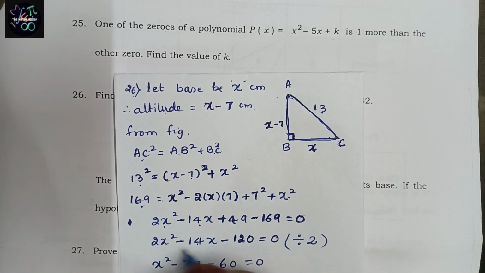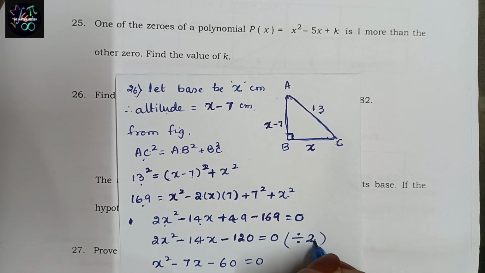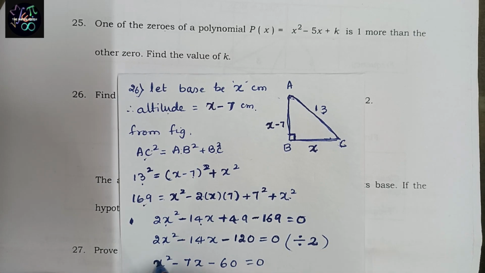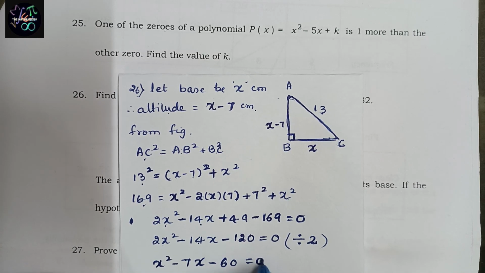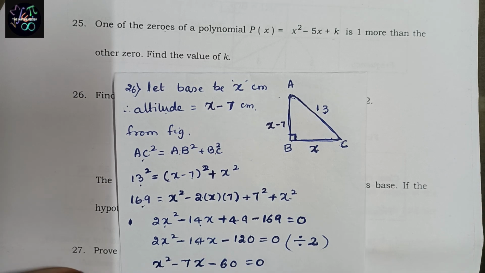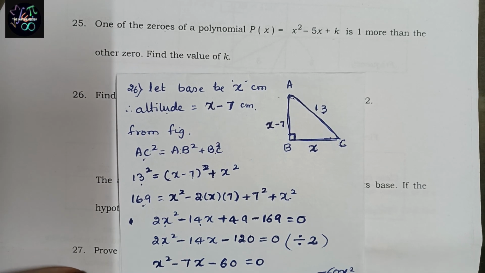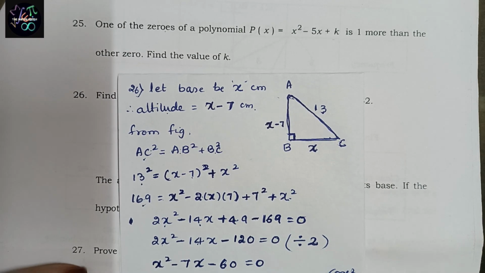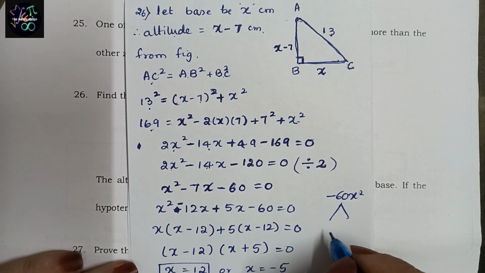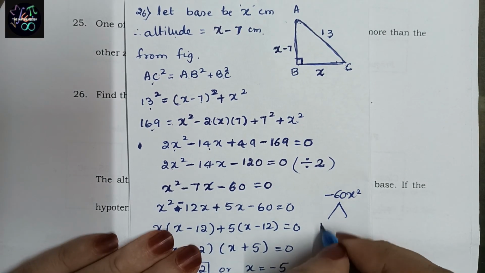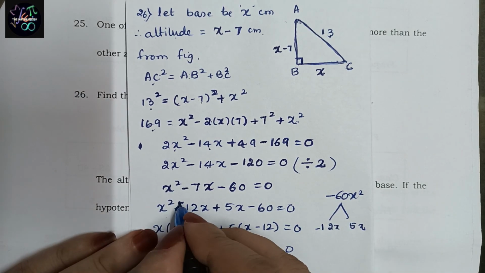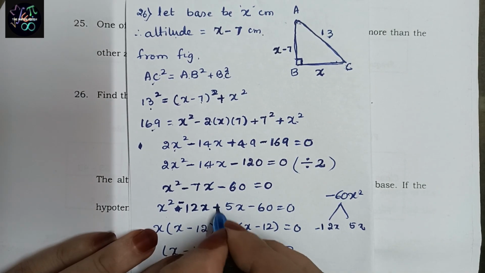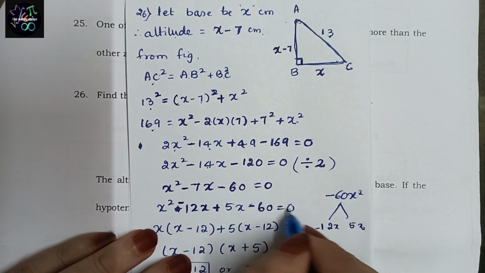The whole equation gets divided by 2, so let us divide by 2. So x square minus 7x, 2 sixes are 12, minus 60, equal to 0. Now again factorize: minus 60 x square, 12 fives are 60, but we need minus 7, so minus 12x plus 5x. Okay, x square minus 12x plus 5x minus 60 is equal to 0.